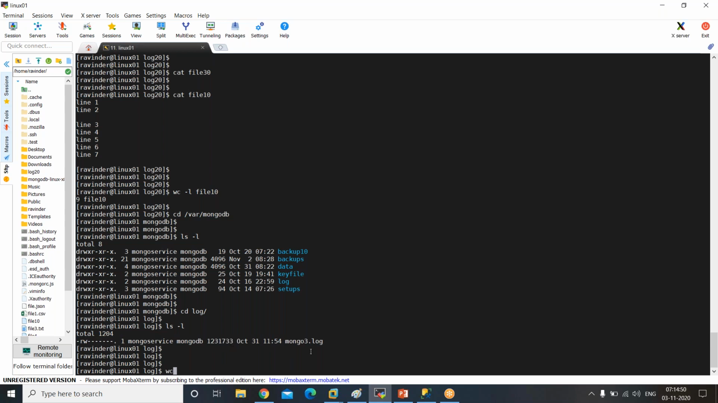If I try to do it, you cannot. It's owned by the mongo service and the group is mongodb. So if he has to read it, he has to be a sudo user. Sudo, yes, Ravindra is a sudo user. So sudo wc, word count, hyphen l, and the mongo file.